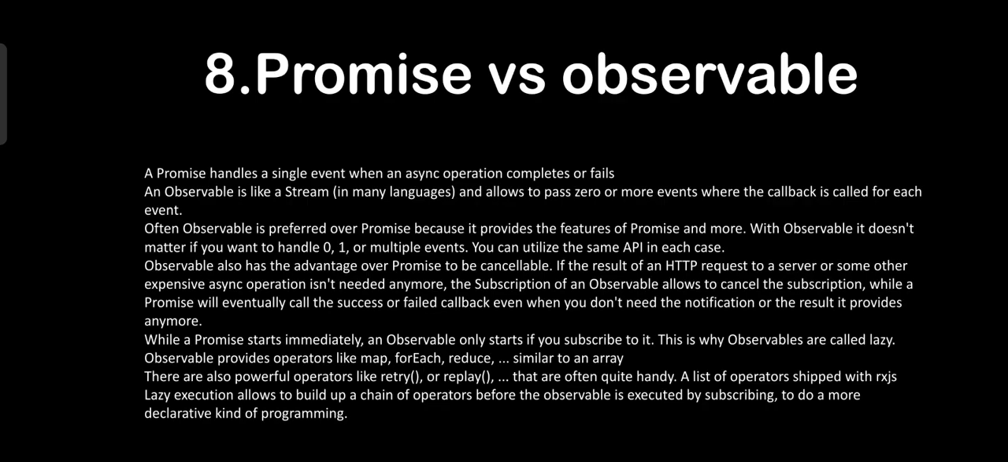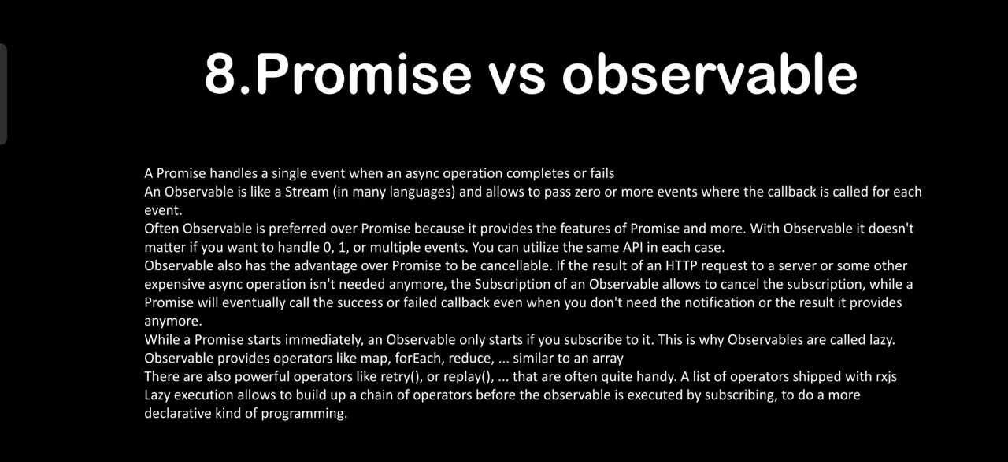Next question, promise versus observable. This is the most commonly asked question on Angular. I can say almost in all the Angular interviews we will face this question. So here is the best way we can answer. A promise handles a single event when an async operation completes or fails. An observable is like a stream in many other languages and allows you to pass 0 or more events where the callback is called for each event.